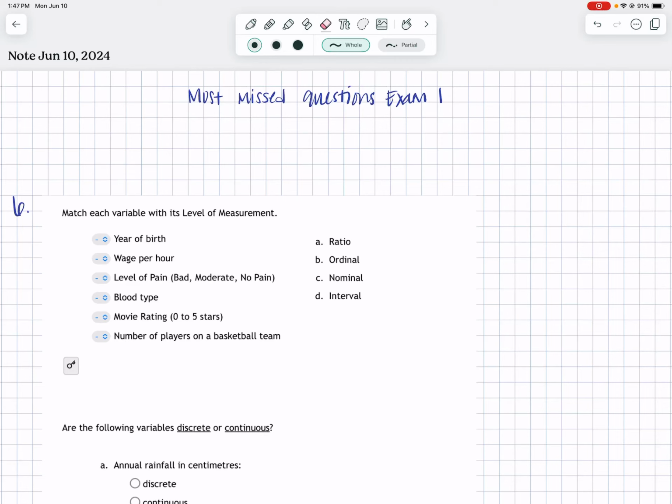Hi there. So what I'd like to do is take a look at some of the most missed questions from exam one. These are the ones that if you missed a question, it was probably one of these. These have some little differences in them as far as choosing one answer over the other when it comes to levels of measurement. So I want to make sure we're all on the same page. Same thing with discrete and continuous.